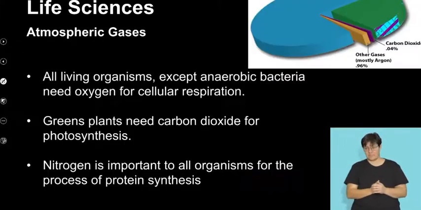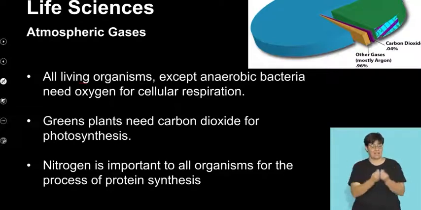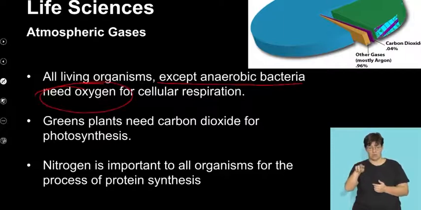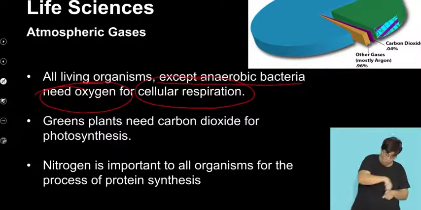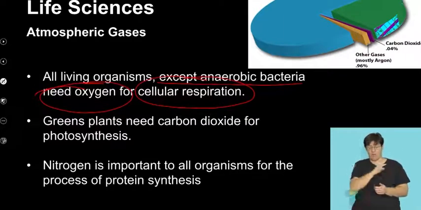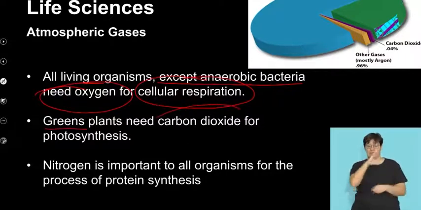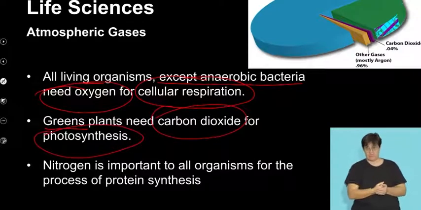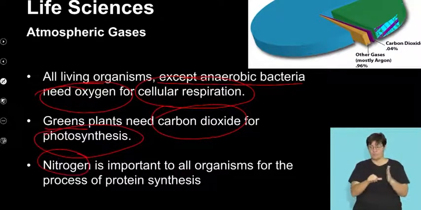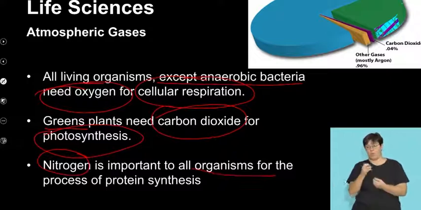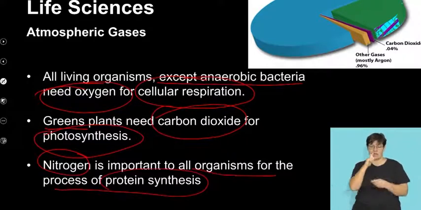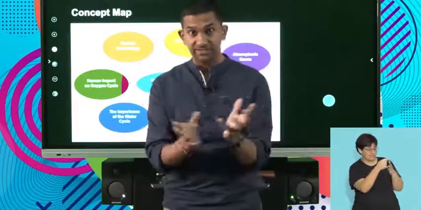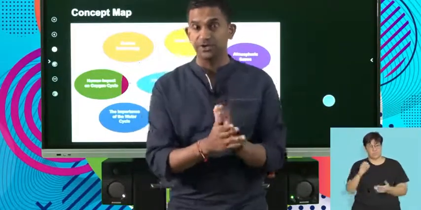All living organisms except anaerobic bacteria need oxygen, and we see that they need it for an important process called cellular respiration. However, we know that the green plants require carbon dioxide for the process of photosynthesis. A substance like nitrogen in the air is important for all organisms in the process of protein synthesis. Guys, as we wrap this segment up, we've looked at what the significance of nutrients are in the production of organic compounds.